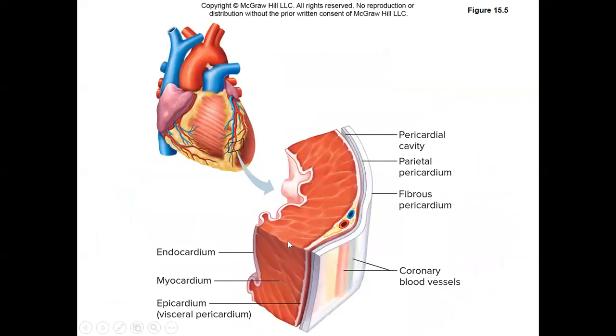Looking at the muscle tissue of the heart itself, you have endocardium, myocardium, and epicardium. The endocardium is a lining, the inside lining of the heart. Myo means muscle. This is the heart muscle, so all of this is myocardium. And then the epicardium is the visceral pericardium. So that visceral layer of membrane is what we call the epicardium.